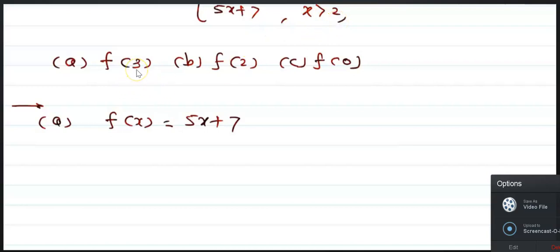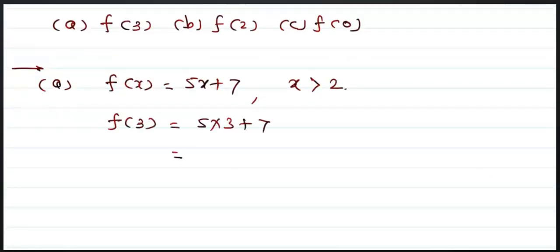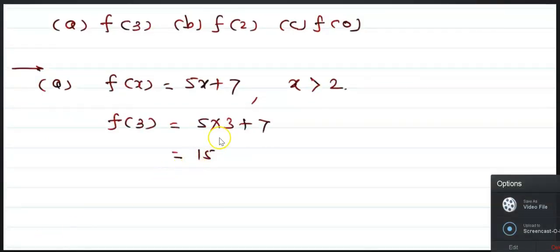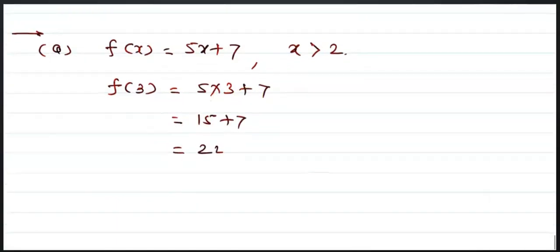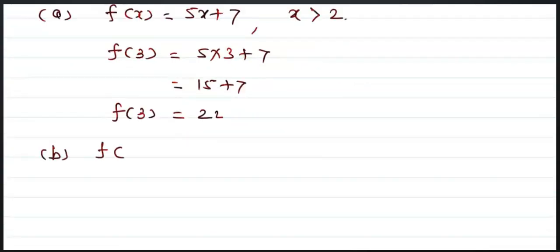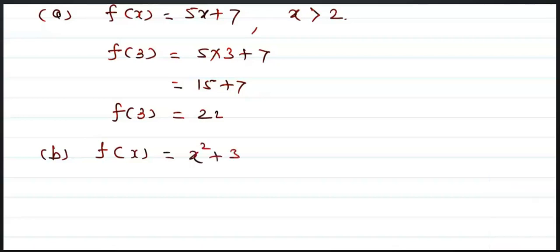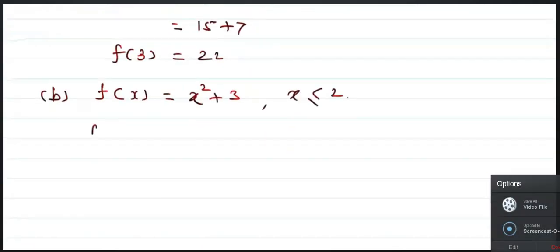And our value x is 3, therefore we take the function 5x plus 7, and hence x is replaced by 3. Therefore the value is 5 into 3 plus 7, that is 15 plus 7, that is equal to 22. f of 3 is equal to 22.